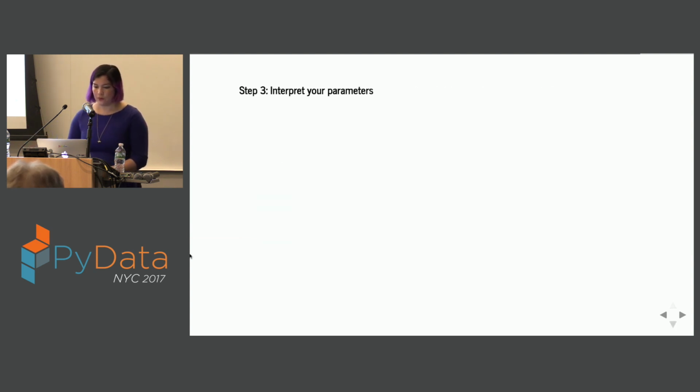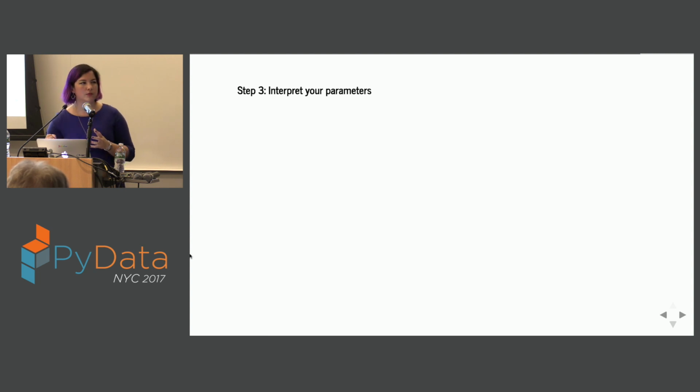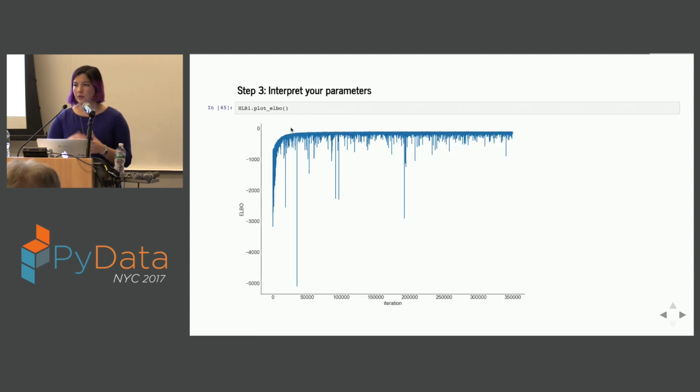All right. So if you were following along, you may have noticed I skipped a step in the PyMC3 process, which is interpreting your parameters. But I built some extra methods into the class to allow you to easily do that as well. So one is this plot elbow function. This is a parent class method that just plots the elbow for you so you can see if your fit has converged or not.